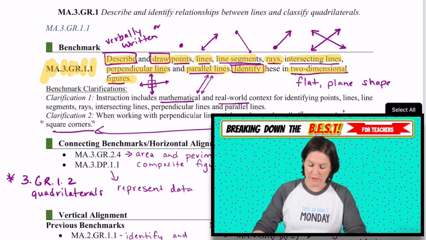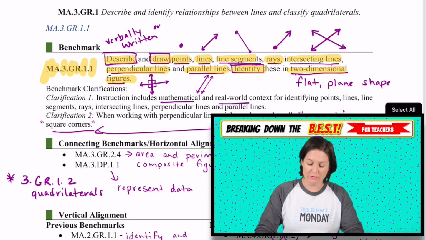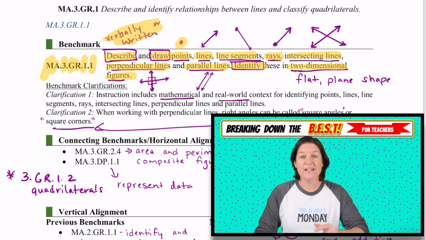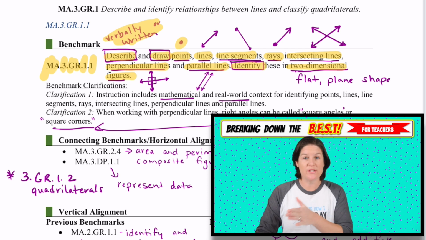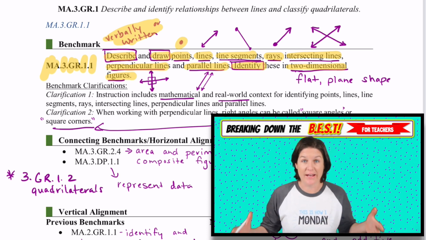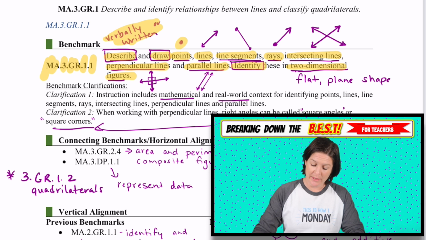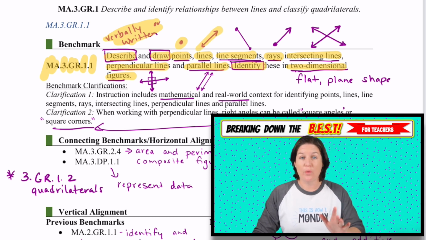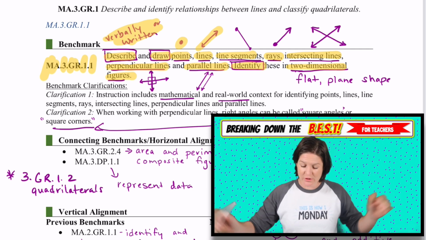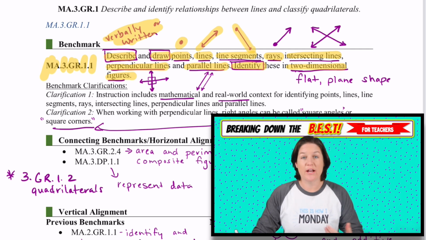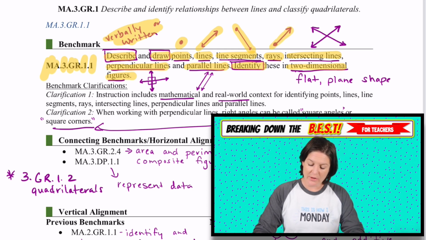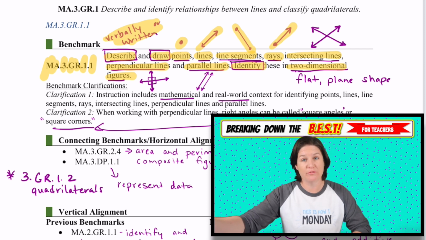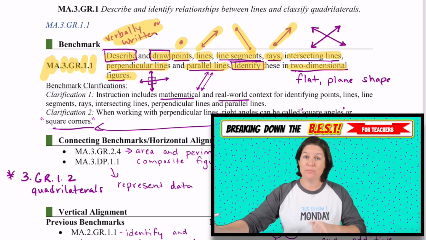Okay, so let's break this down a little bit more. So we will be describing either verbally or written. A point is an exact spot in space. We can often refer to these as vertices, but really points can be anywhere, located on any part of the shape. So identify points. Lines are straight paths that go on and on forever in both directions. Line segments are a straight path that have two endpoints, two stopping points. A ray is a straight path that goes on and on forever in one direction, but has an endpoint in the other.